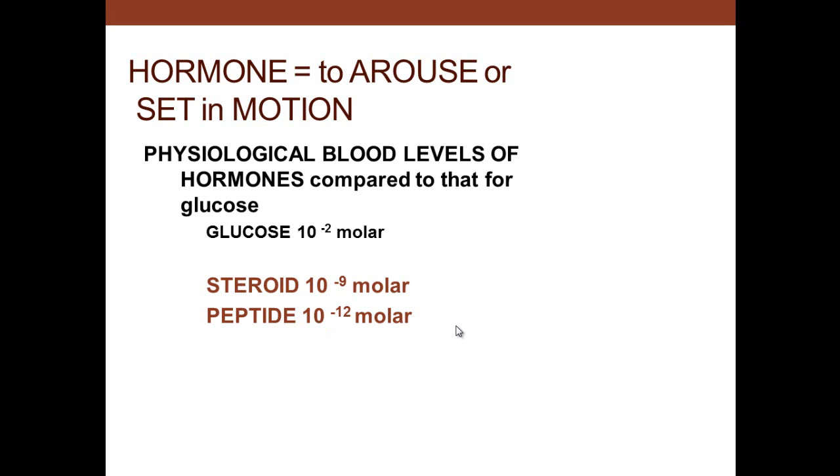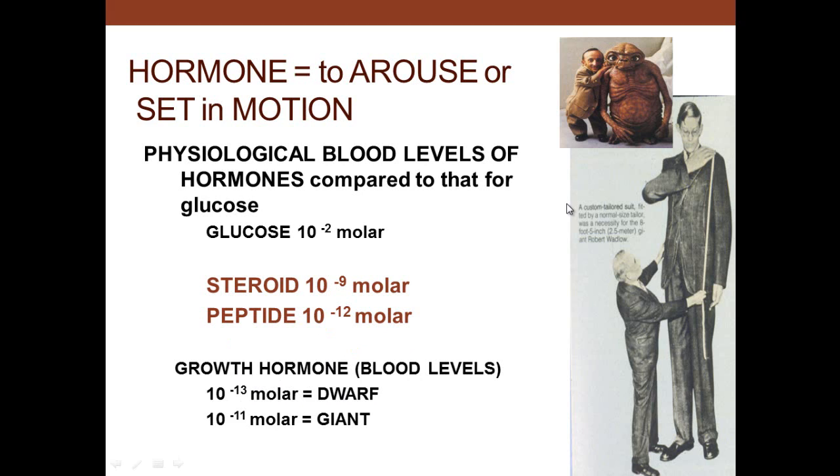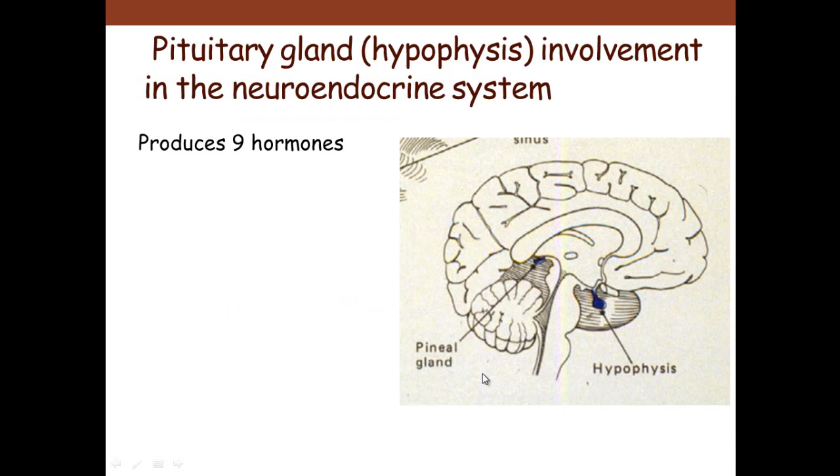Now, the amount of hormone being produced is tightly regulated. For example, growth hormone at 10 to the minus 13 would make a dwarf. In contrast, 10 to the minus 11th would make a giant. And so the regulation of hormones is very important in terms of the effect on the body. Here you can see E.T. was played by a dwarf in some of the scenes. And this guy here is 8 feet 5 inches tall, as you can see, a giant.